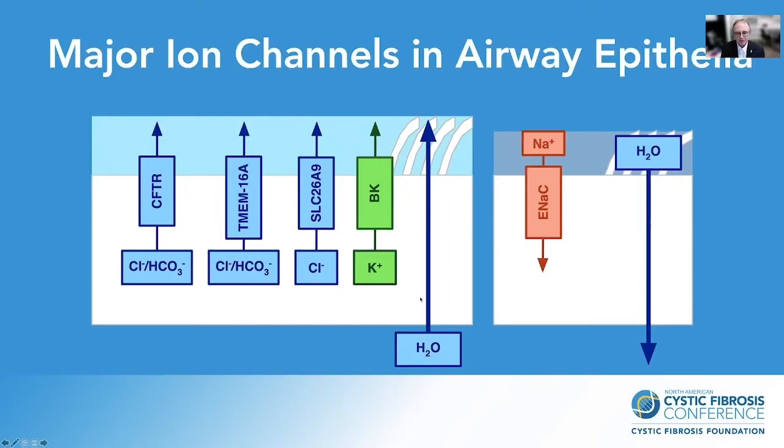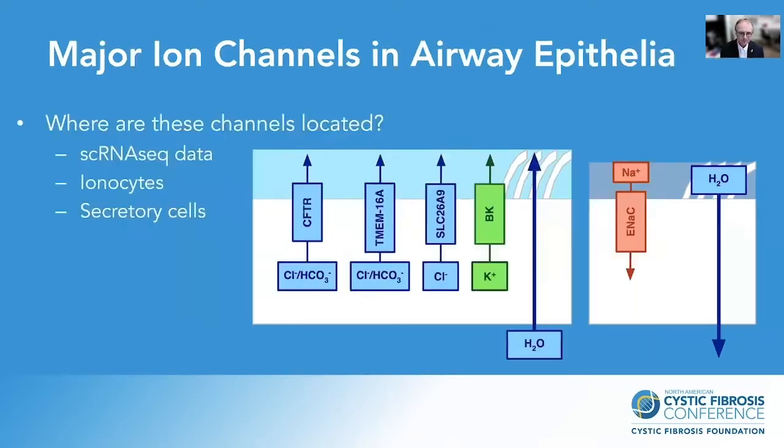All of those channels really provide a driving force for water to hydrate the airways and therefore hydrate mucus, thereby decreasing mucus concentrations for appropriate mucociliary clearance. On the other hand, there is ENaC, a sodium absorber, which is known to dehydrate the airways by pulling water away, thereby increasing mucus concentration and causing mucociliary dysfunction in the appropriate settings.